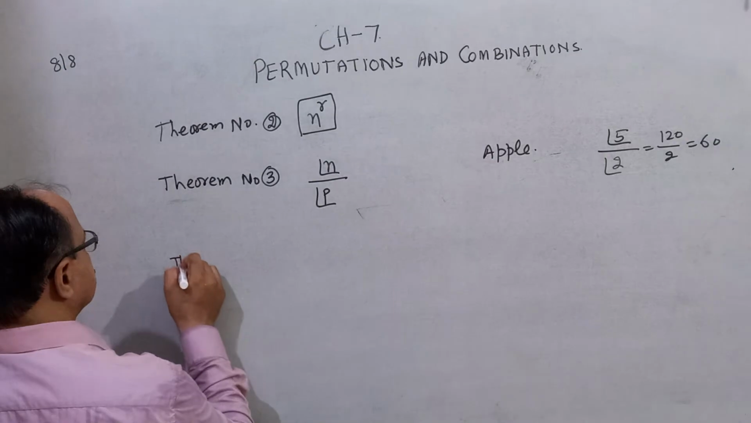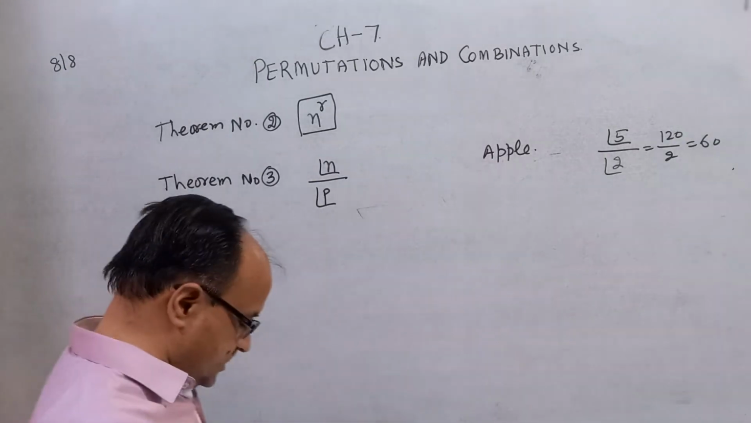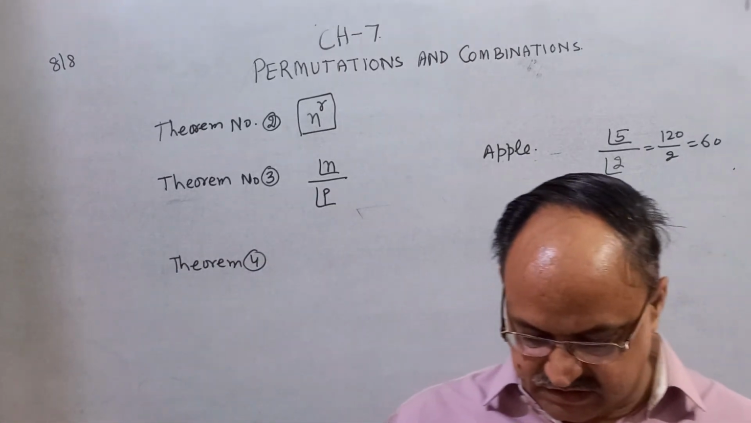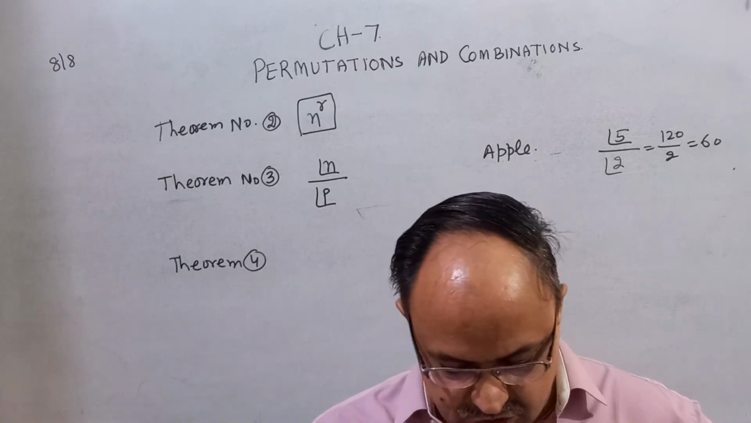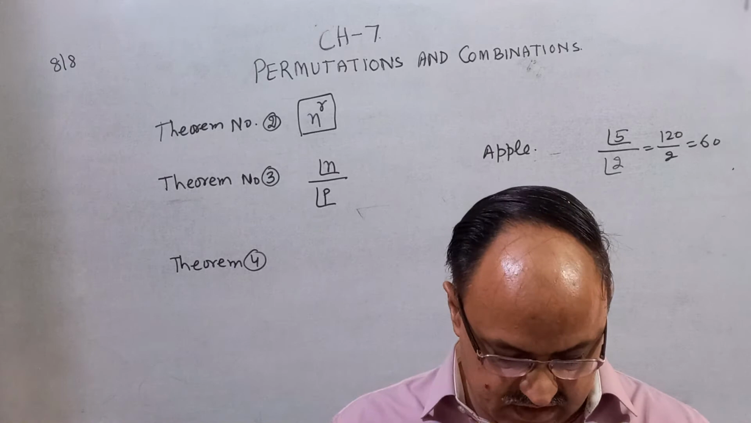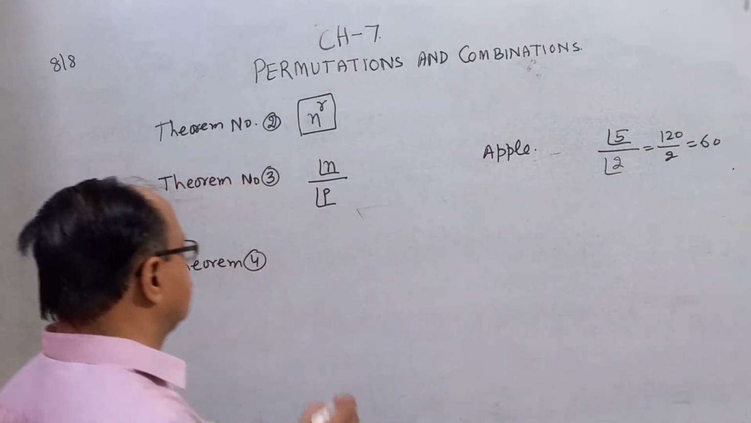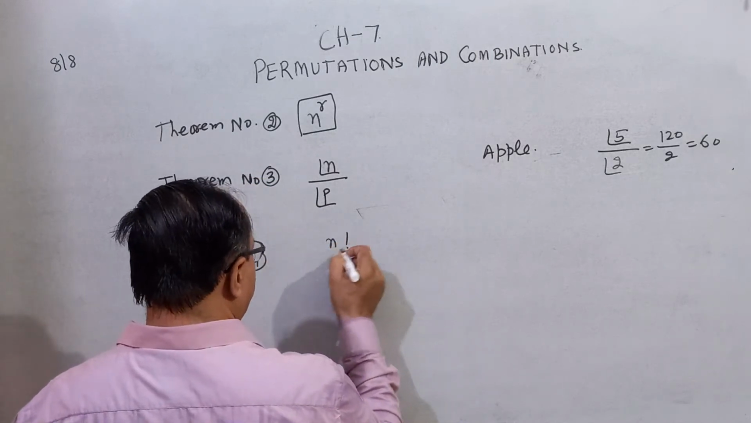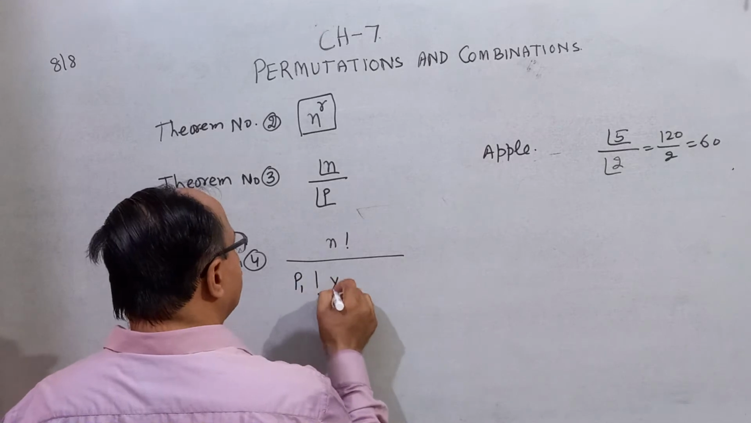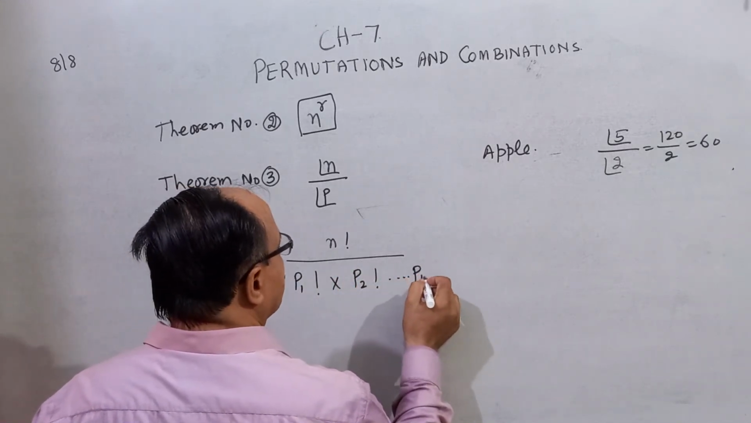Problem number 4. The number of permutations of n objects where P1 objects are of the same kind, P2 objects are of the second kind, and so on, and the rest are all different. Then what is the theorem? That is n factorial upon P1 factorial into P2 factorial, up to Pk factorial.